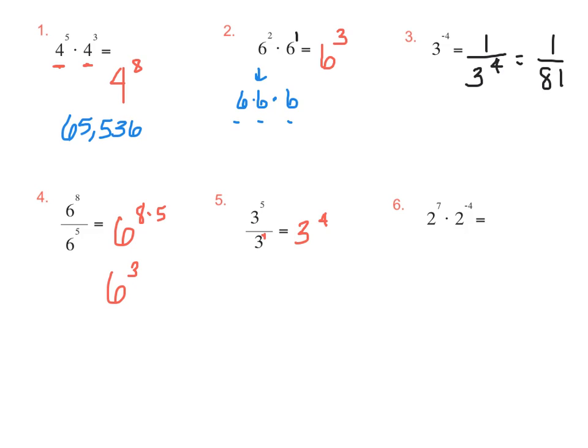And lastly, go ahead and solve number 6. All right, so again, when I'm multiplying, remember I need to add my exponents. So my base is still 2, and it's going to be 7 plus negative 4. They're different signs, so I'll subtract, and I get 2 to the third power.